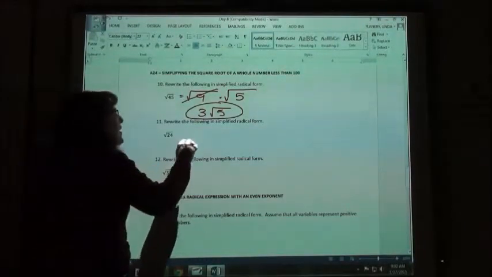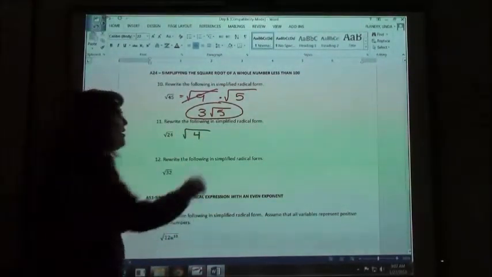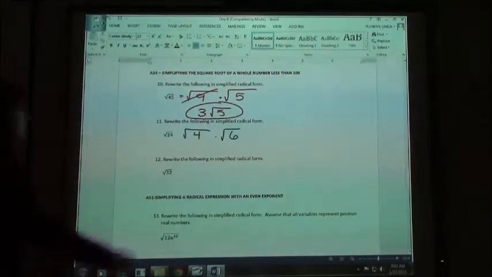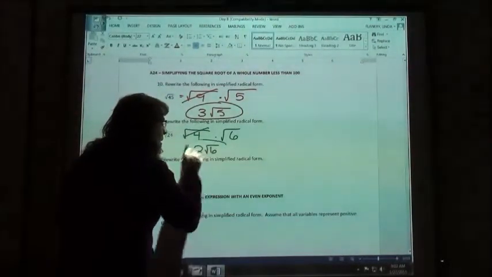So number 24, we want to write that in simplified radical form. I want the biggest perfect square that divides evenly into 24. If you look at that list of perfect squares, what divides evenly into 24? 4 or 6, right? 4 is on my list. 6 is not, right? It's going to be 4 and 6 because 4 times 6 is 24. So the square root of 4, that's my perfect square, times the square root of 6. And then I'm going to simplify the square root of 4. The square root of 4 is 2. So the 2 goes in front, and the square root of 6 is going to be behind it. 2 times the square root of 6.